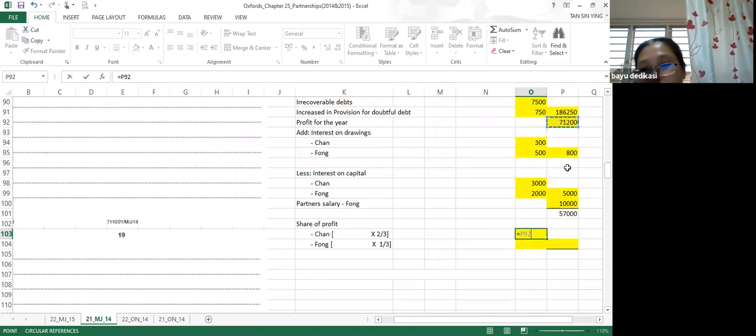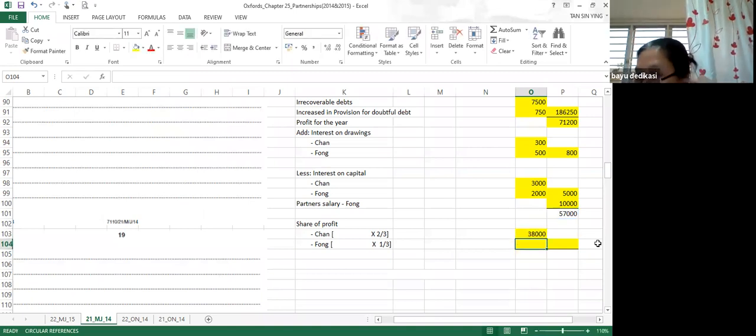No, no. Share of profit, not the profit. Divide by 3 times 2, or times 2 divided by 3 also can. Okay.